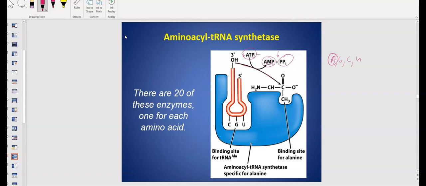This is the binding site. Here's the binding site for the tRNA to the aminoacyl tRNA synthase specific for alanine. And then this is the amino acid, alanine, right? Amino, carbon, and then carboxyl group here. This is the R group. This is the reaction to link them together.